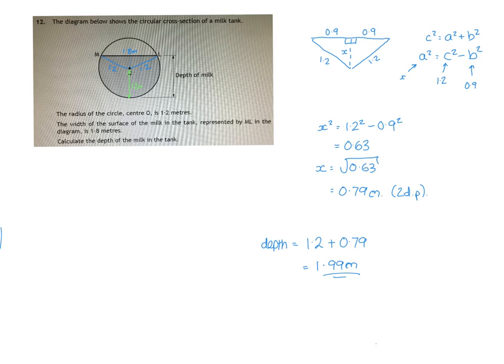So for this, our marks come for knowing that it is a right angled triangle, so finding this triangle here gets you 1 mark. Knowing to use Pythagoras gets you 1. Getting your answer for x gets you your 3rd mark. And then your last mark is for adding the two together and getting the 1.99.